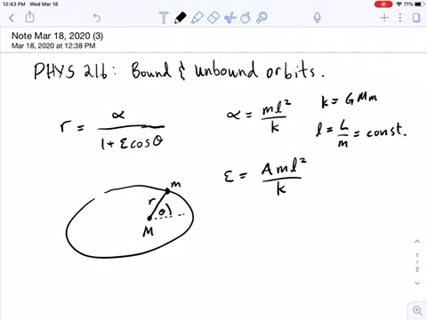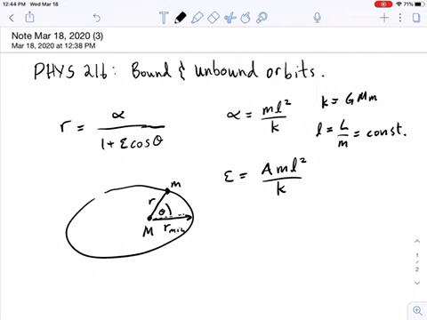So if you think back to what we did when we solved for this expression, what we had to do is solve a second order differential equation. And when we did that, we got two integration constants. One was theta naught, and we got rid of theta naught by forcing r to be a minimum when theta was equal to 0. So I may have not drawn it perfectly, but the minimum distance from the sun to a point on the orbit is this distance r min when theta is equal to 0.